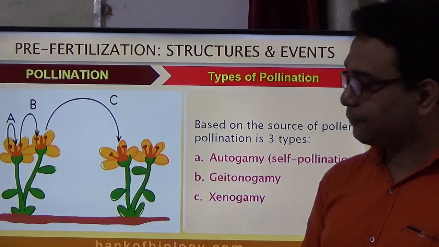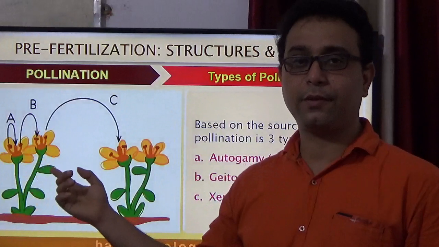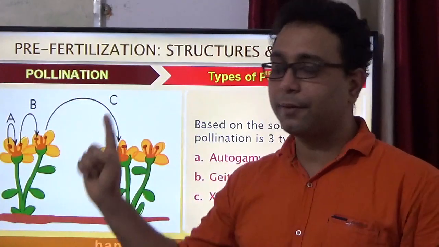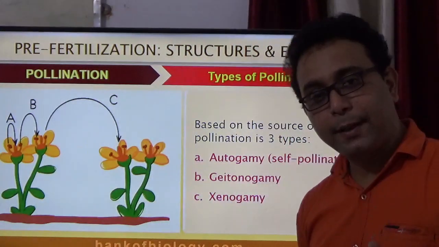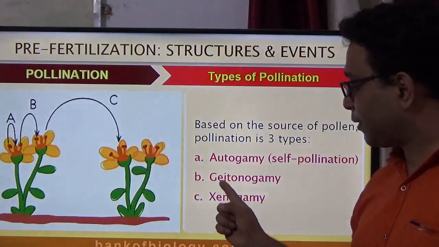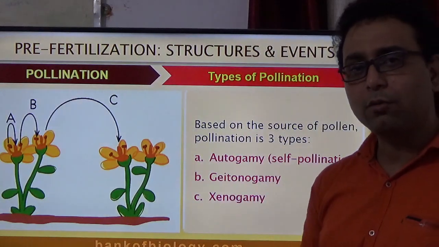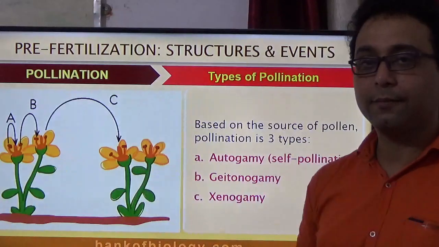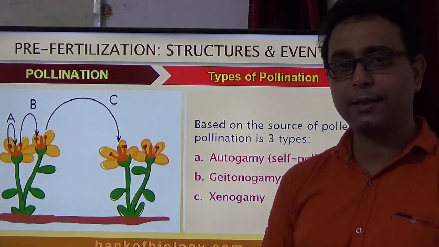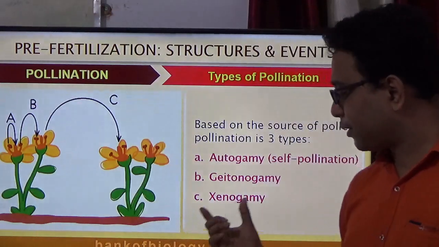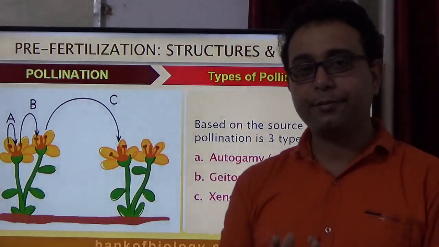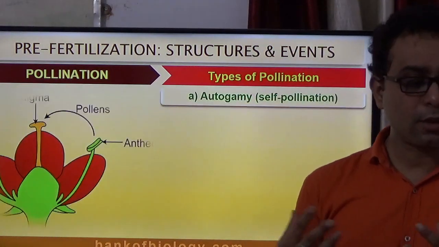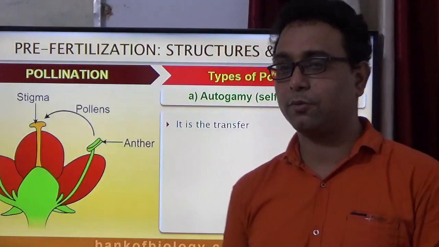The second case is the same plant but a different flower. The pollen grains are transferred from flower A to flower B. That time it is the same plant but a different flower, and it is called geitonogamy. And the third one is when pollen grains are transferred from plant B to plant C, the same species of plant but different plants. That time it is called xenogamy. So three types of pollination are happening in our nature. We classify these things. One by one we discuss some details about it.